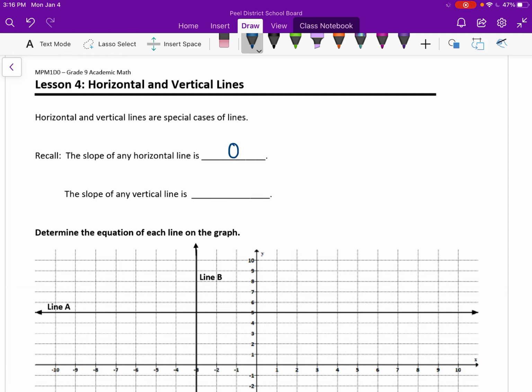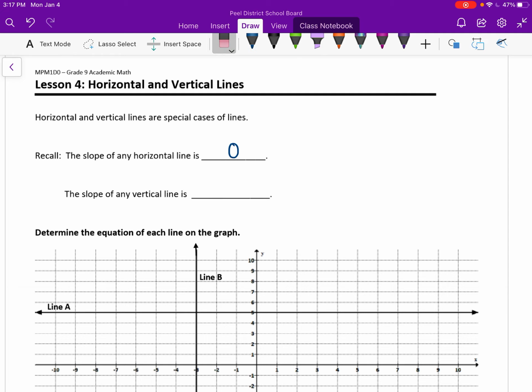Because when we did y2 minus y1 over x2 minus x1, it gave us 0 over some random x number, because there was no rise to that equation, so it would just give us 0. This is important to remember. The slope is 0, not undefined, because you can do 0 divided by 4. It'll just give you 0. You just can't do the opposite, which is 4 divided by 0.